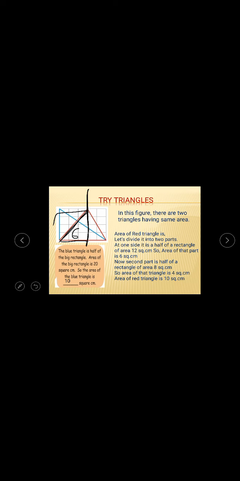centimeter. Now look at this part. Here there is a rectangle and its area is 8 square centimeter. And if we draw the line like this, it is exactly half of the rectangle. So the area of this triangle will be 4 square centimeter. Now combine these triangles. So the area of this triangle will be 6 plus 4, 10 square centimeter.